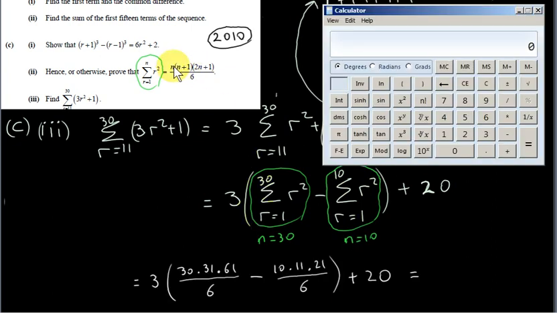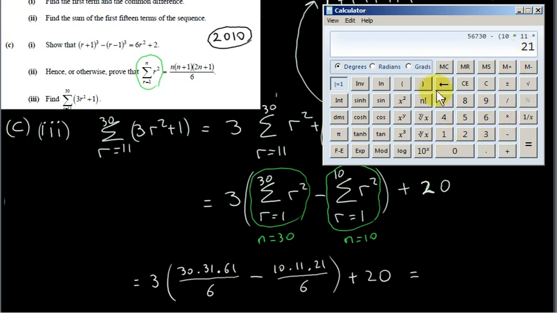So we plug 30 in for n here. So we'll have 30 times 31 times 2 times 30 plus 1, which is 61, over 6. Then we have a minus sign, and then we plug 10 in for this one. We have 10 times 10 plus 1, which is 11. 2 times 10 plus 1 is 21. Then you can go to your calculator and put in 30 times 31 times 61. And we have to subtract 10 times 11 times 21.